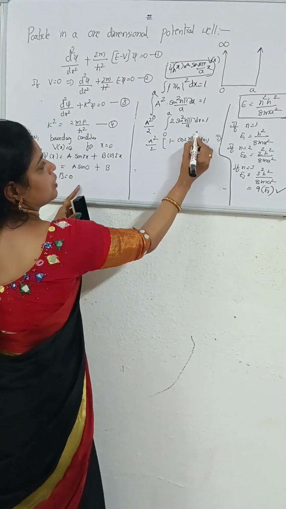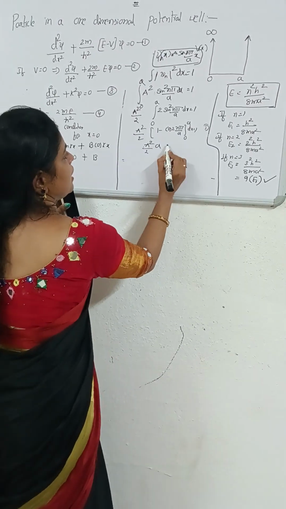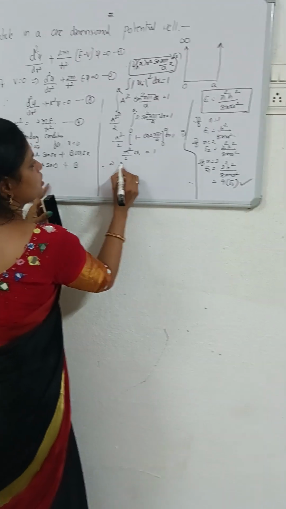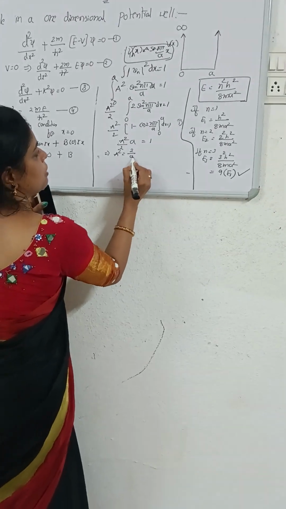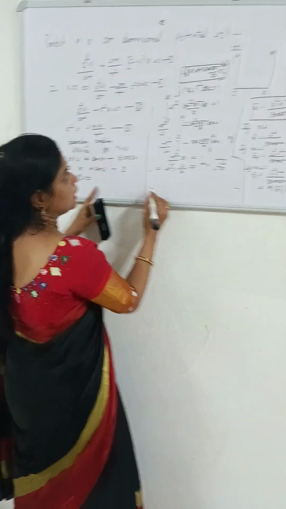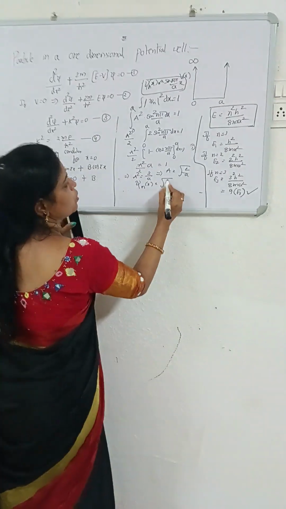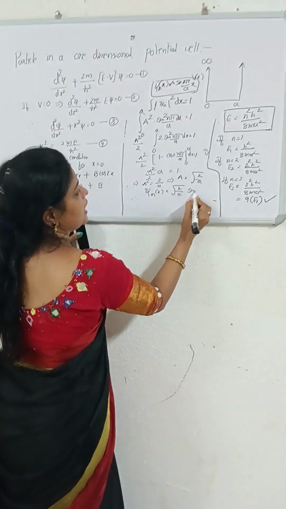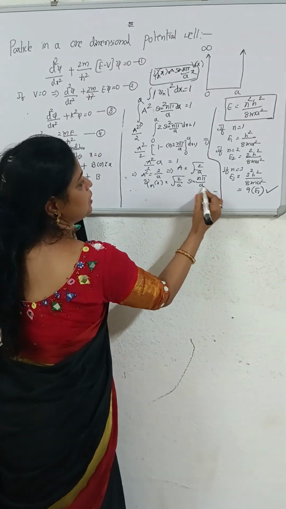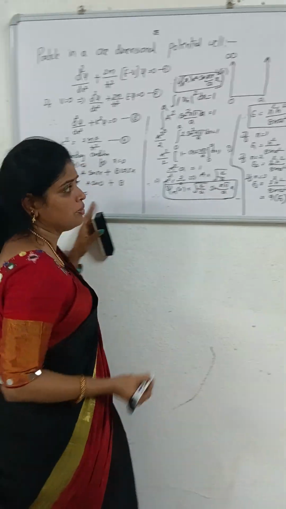Now we apply limits: A square a by 2 equals 1. So A square equals 2 by a, A equals root 2 by a. So the eigenfunction psi of x equals root 2 by a into sin n pi by a into x. This is called the wave function.